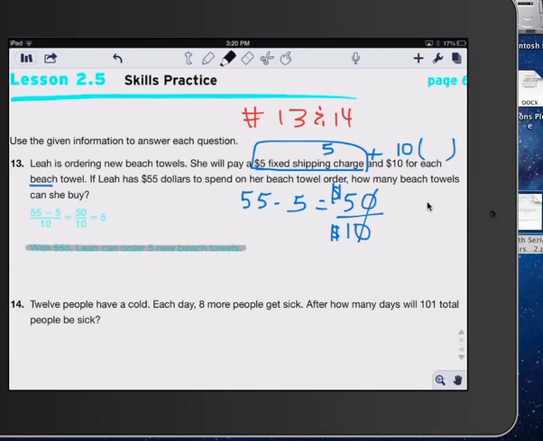Let's do number 2. 12 people have a cold. Each day 8 more people get sick. So that 12 people is important, they have a cold right then and there. Each day 8 more get sick, so each day I'm going to add 8. After how many days will 101 total people get sick? So we automatically subtract 101 by the 12 people that are already sick.